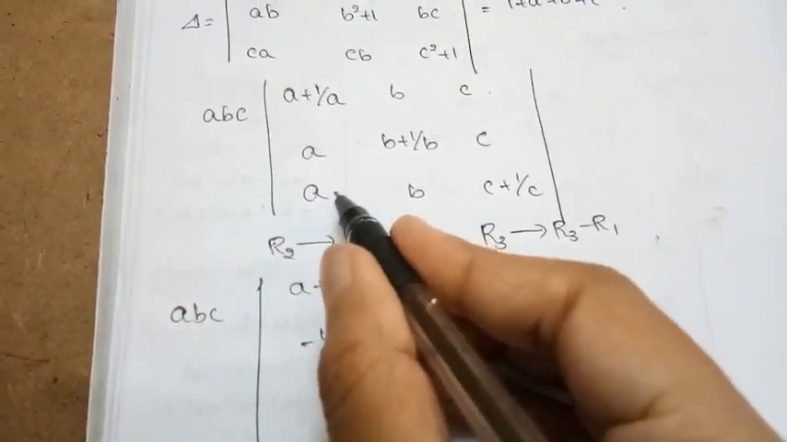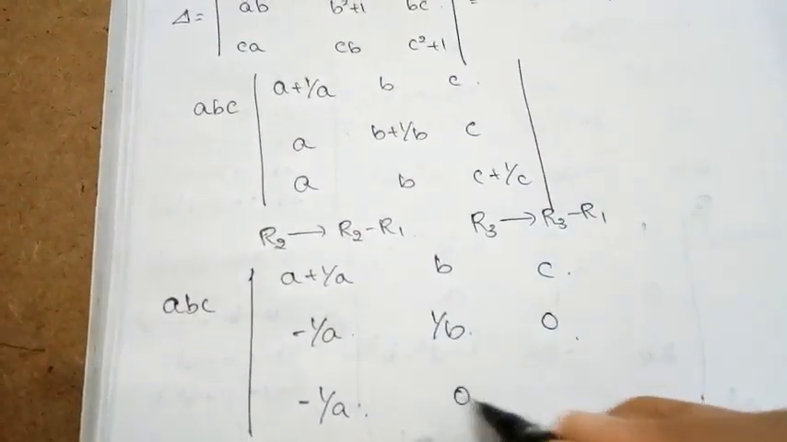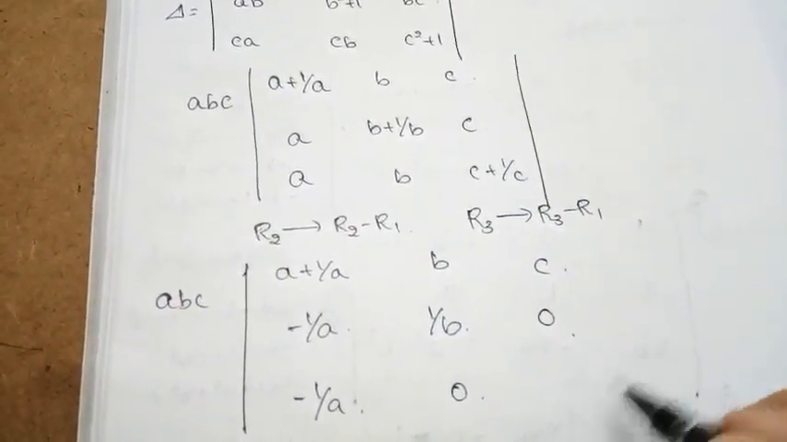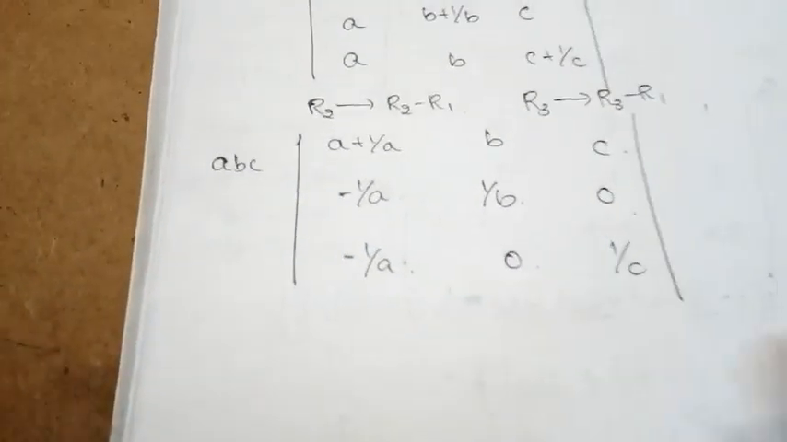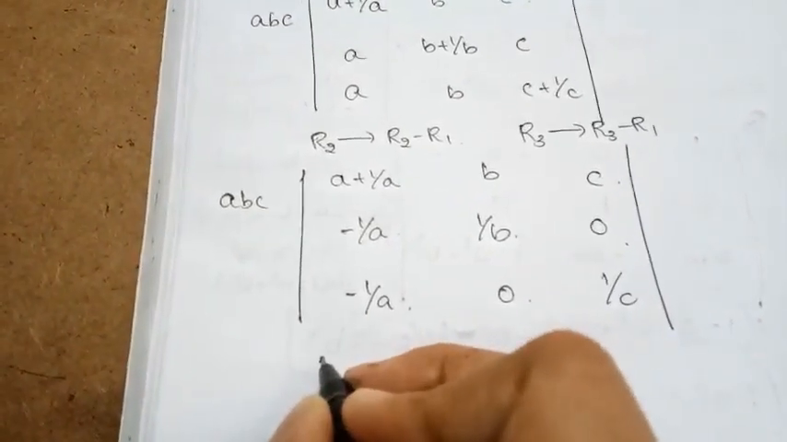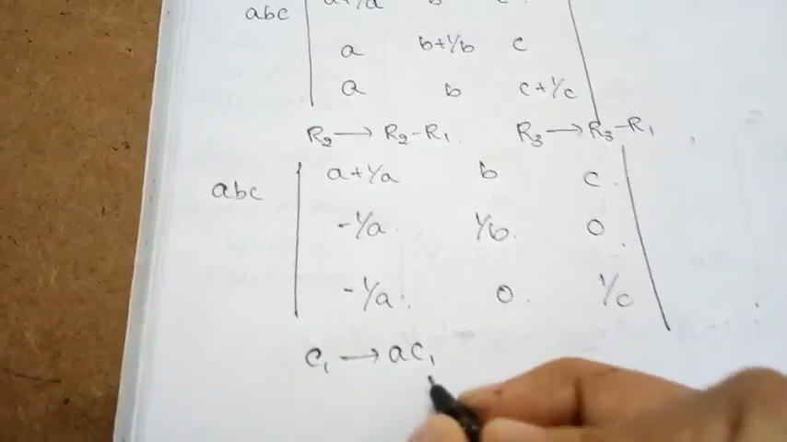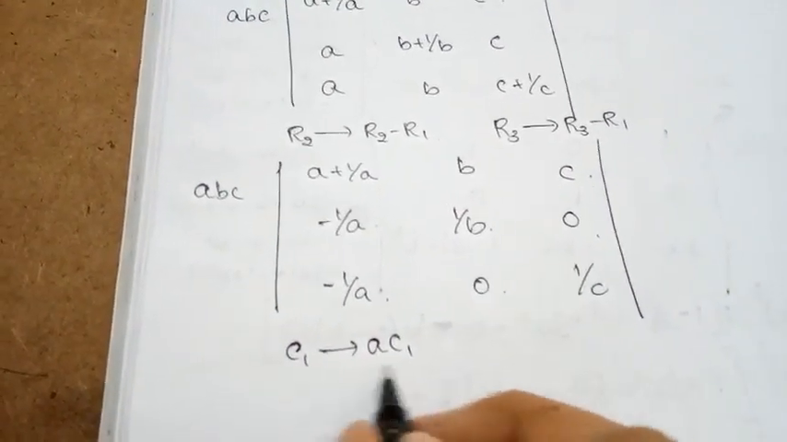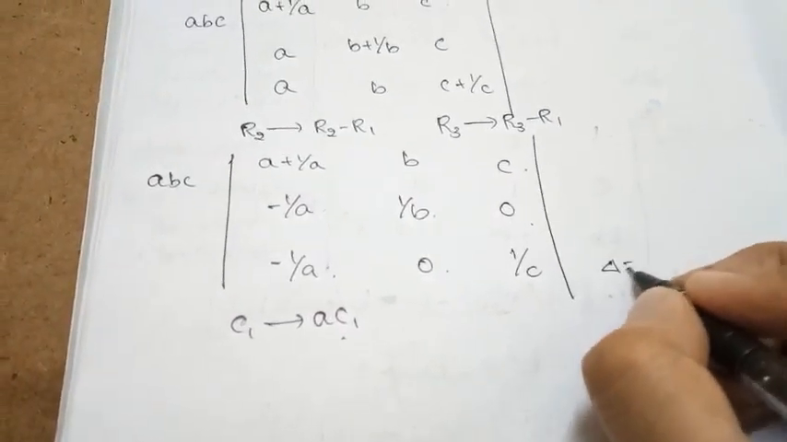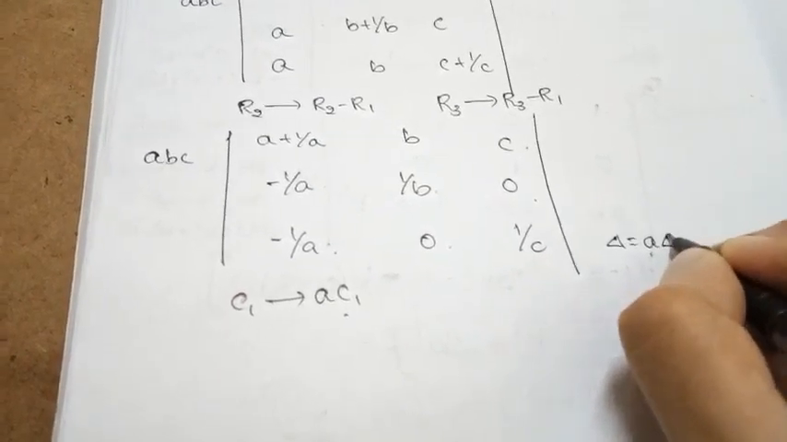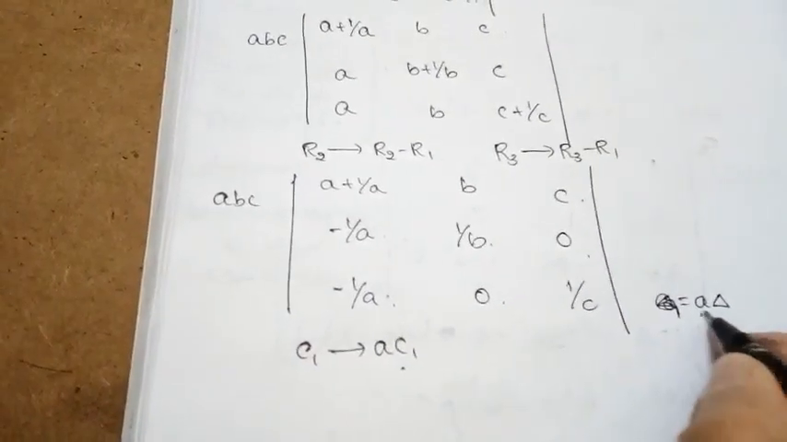Here again a minus a plus 1 by a, so minus 1 by a. B minus b, it is 0. C plus 1 by c minus c, c gets cancelled, 1 by c. Now again here we are applying the operation, C1 implies a times C1. As I said earlier, if we apply this type of row or column operation, our determinant becomes a times the determinant. I mean the new determinant becomes a times delta.